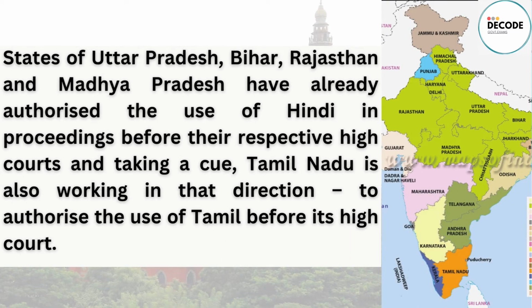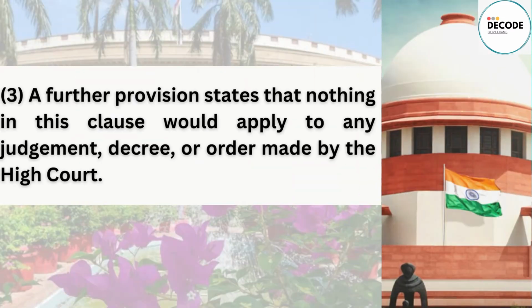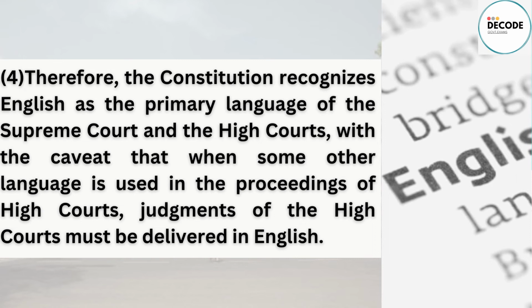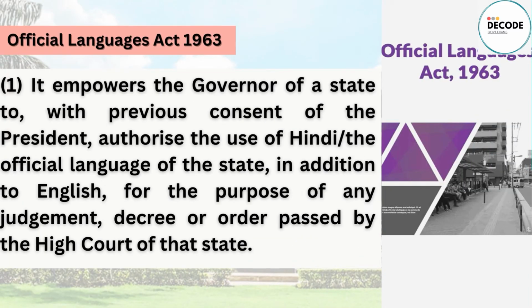The states of Uttar Pradesh, Bihar, Rajasthan and Madhya Pradesh have already authorized the use of Hindi in proceedings before their respective high courts, and taking a cue, Tamil Nadu is also working in that direction to authorize the use of Tamil before its high court. A further provision states that nothing in this clause would apply to any judgment, decree or order made by the High Court. The Constitution recognizes English as a primary language of the Supreme Court and the High Courts, with the caveat that when some other language is used in the proceedings of High Courts, judgments of the High Courts must be delivered in English.